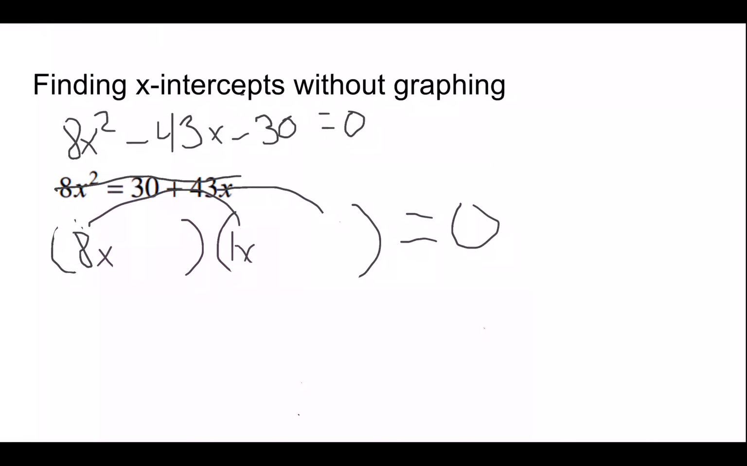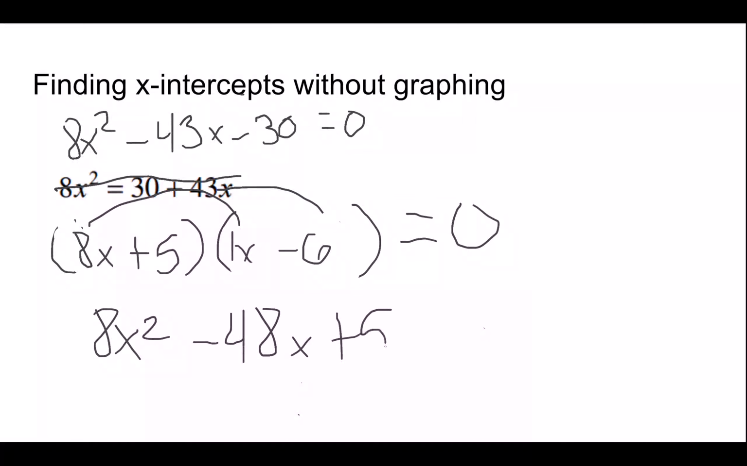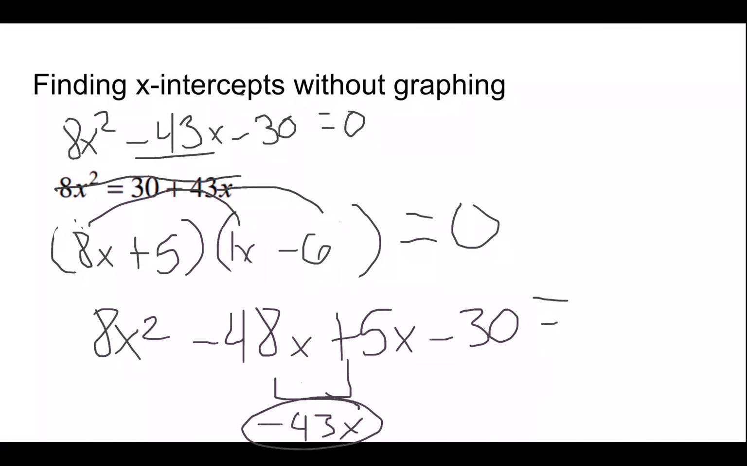Okay, so the new combo I'm going to try is 8 times 1, and 8 times 1 would give me 8x squared. And then we'll try again negative 6 and positive 5, and we'll see if this works. So for 8x squared, I get negative 48x, I get positive 5x, and I would get negative 30. And we can see that that works, so I'm going to stick, because that would end up giving me negative 43. And that's my middle term. So I'm going to stick with this, and then we will solve this.